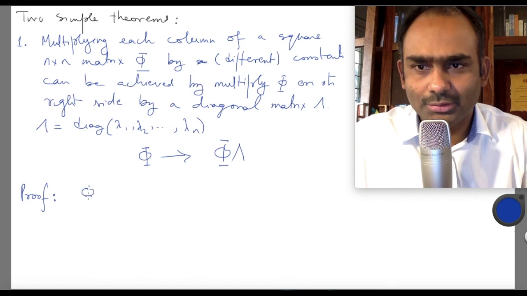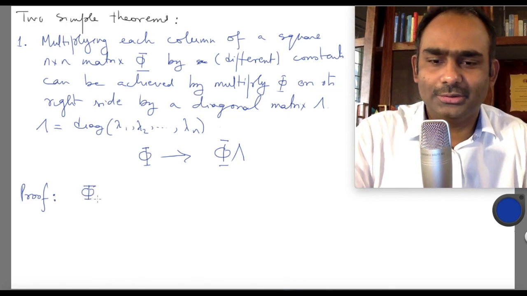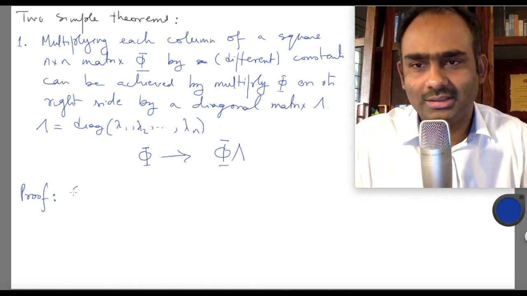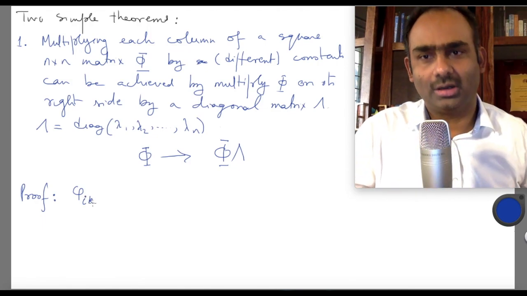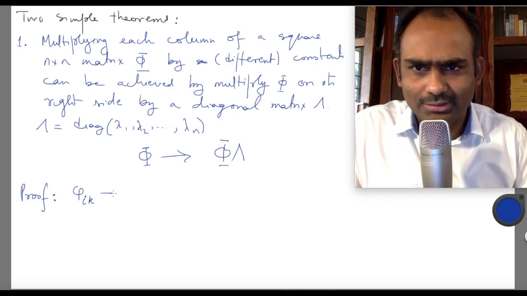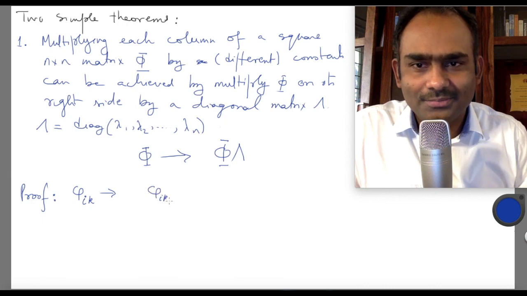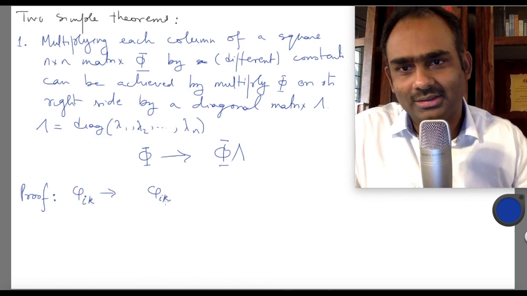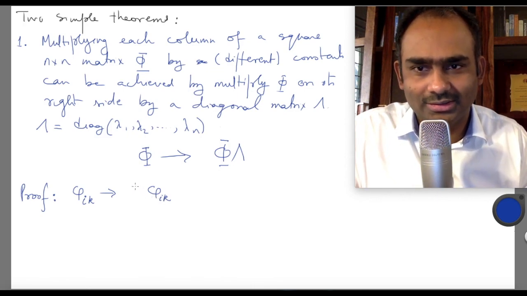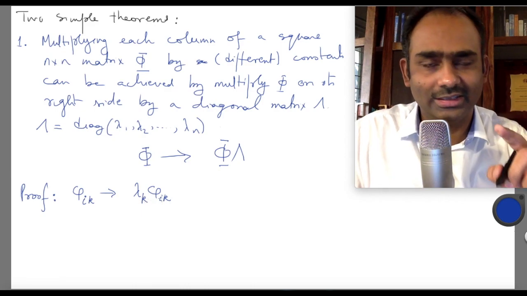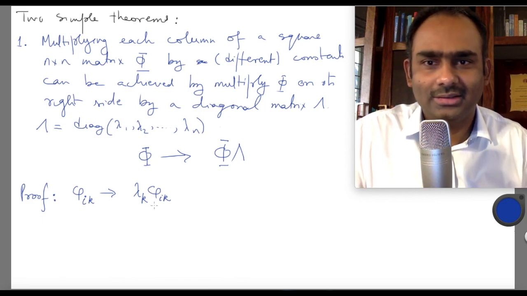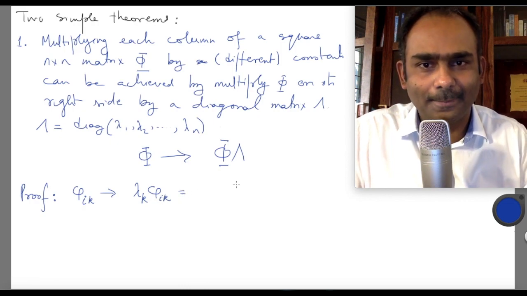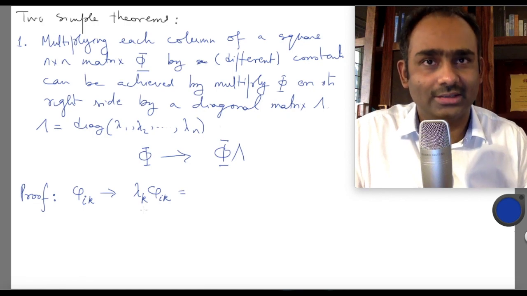So what I want to do is, let me use small phi to denote the entries. Let's say I have phi I k. K is the one which labels the columns. So what I want to do is go from here to phi I k, but each column gets multiplied by some constant, lambda k. Remember, k labels the column, so that's why I'm multiplying by lambda k. That's what I want to achieve. In this right hand side there is no summation over k, even though the k is repeated.